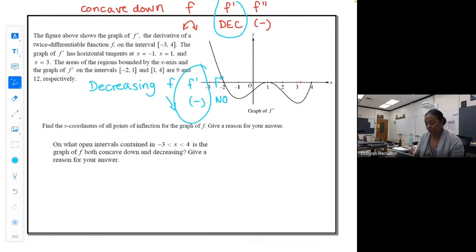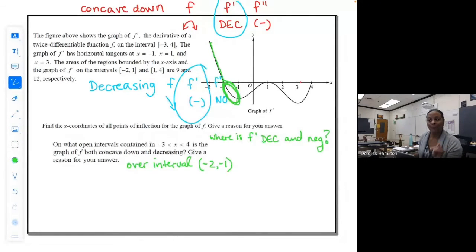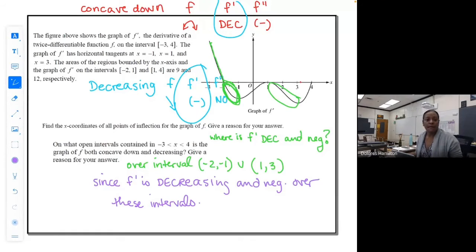So this is another way of saying, where is that derivative graph decreasing and negative? So I'm looking here, and that graph is decreasing here, but that's positive. So right here, our derivative graph is decreasing and it's negative. So we know that's one interval. And where's the second interval? There's my second interval. And our explanation for this is that our f prime is decreasing and negative over those two intervals.